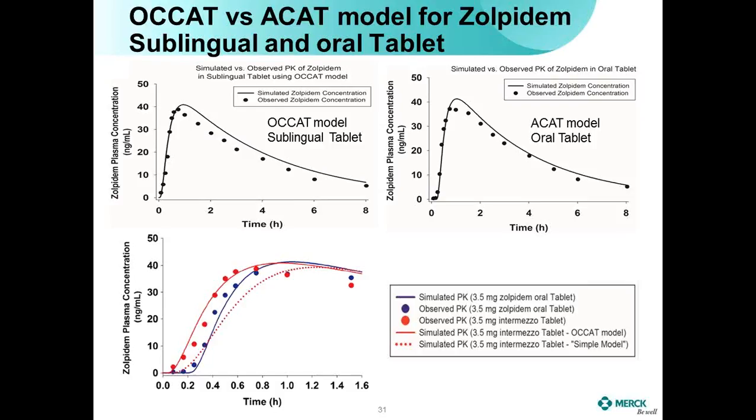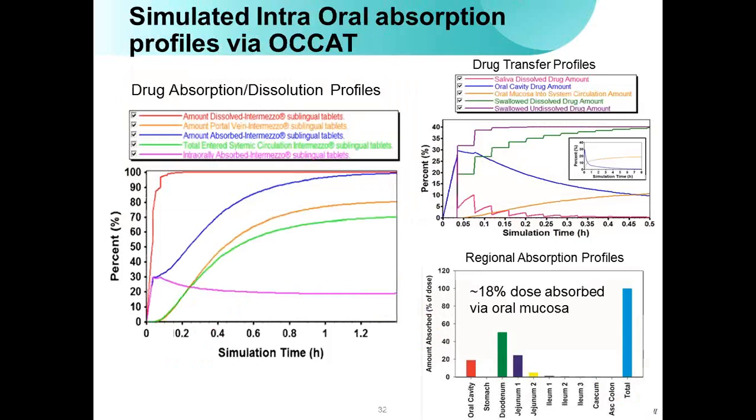So in this case, I think the performance of this OCCAT model is acceptable. It differentiates absorption rates between the sublingual tablet PK versus oral PK. It also has better predictions compared to simple models. In addition to that, you can also get lots of diagnostic plots from these OCCAT models. So here you can find a lot of information.